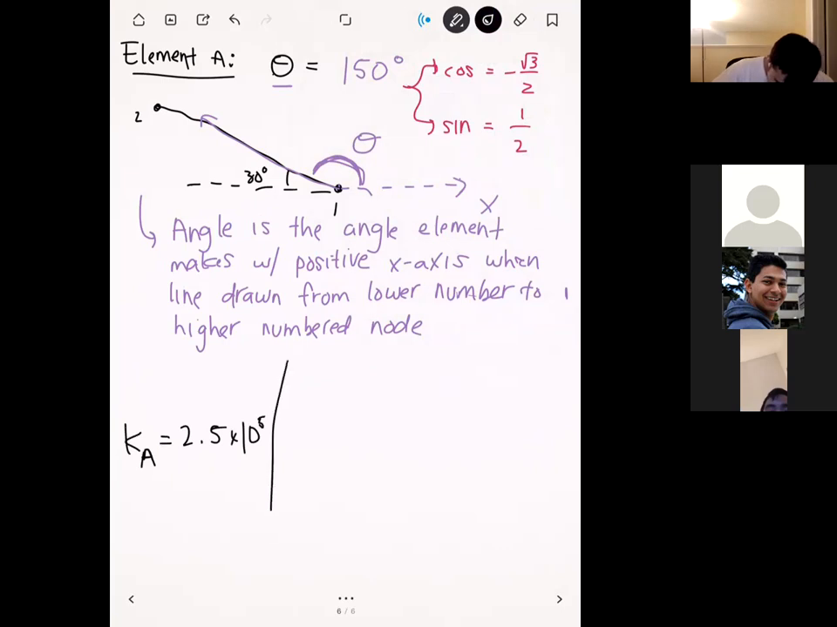And then in here, we have our 4x4 element stiffness, which is a combination of all the sine and cosine terms. And so let me go ahead and plug all those in for you. So we have 3/4, minus root 3 over 4, and then minus 3/4, and then root 3 over 4.